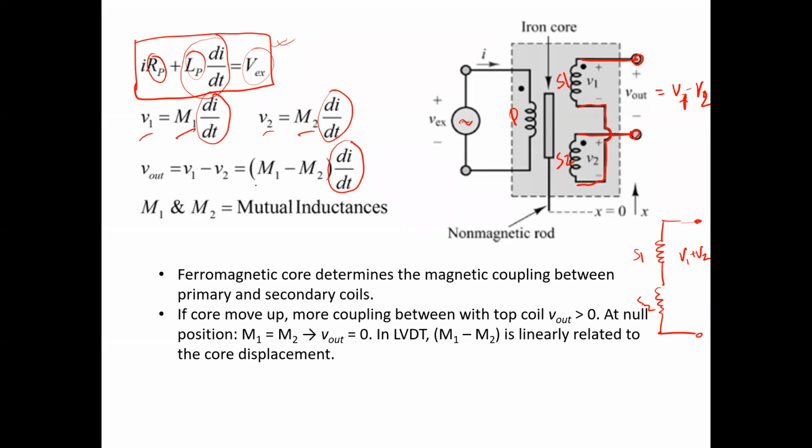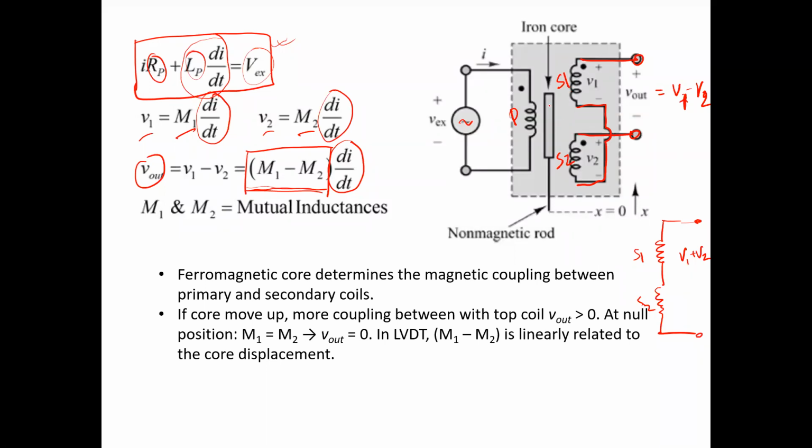So if there is a mechanism that is going to cause a change in the mutual inductance in both the windings S1 and S2, then with respect to the change in the mutual inductances, the output voltage will vary. In order to have some change in this mutual inductance, the iron core is placed over here. If the iron core is moving back and forth, then it is actually going to cause the mutual inductances between the two coils to change.